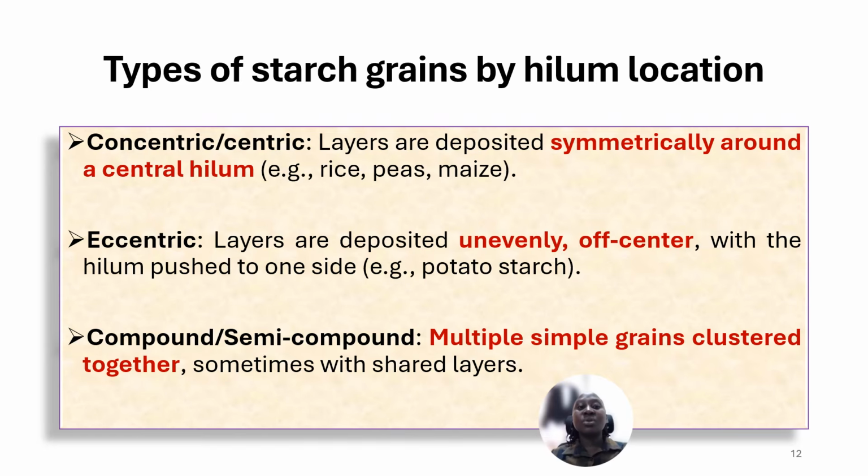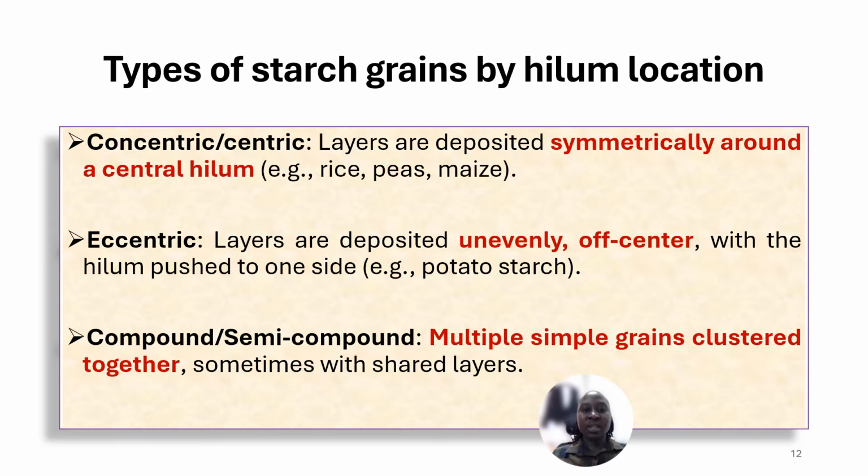So these are the three types of starch, but most commonly we have centric and eccentric. But the compound and semi-compound may be part of these two types of starch grains combined together. We are going to see as we move.